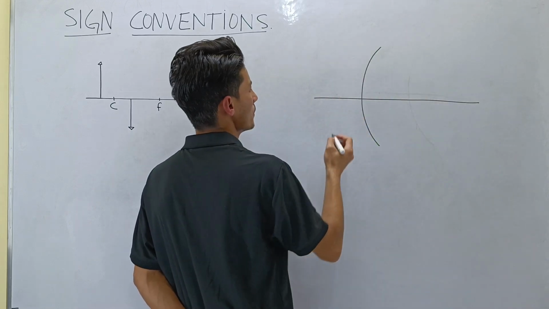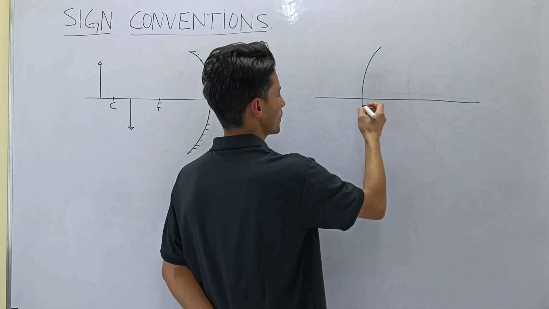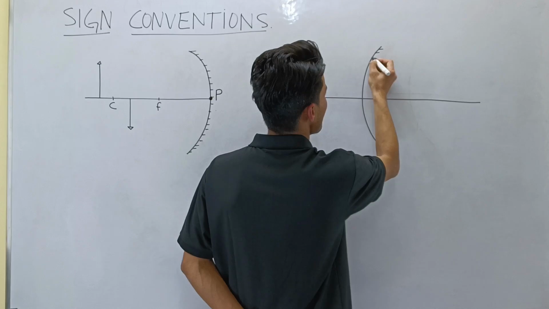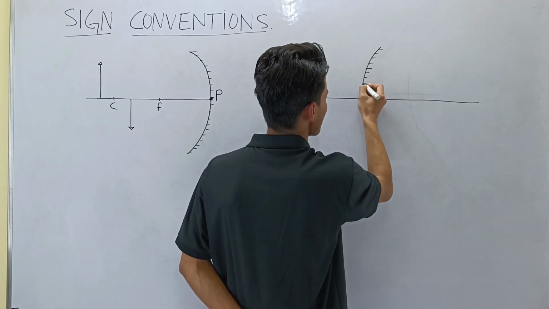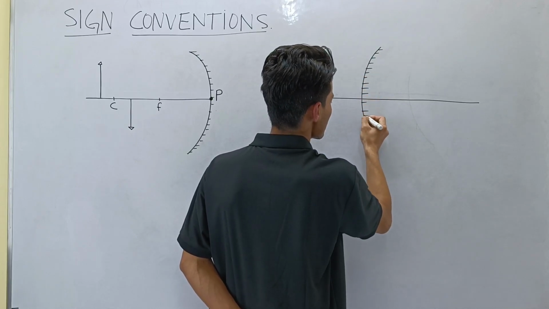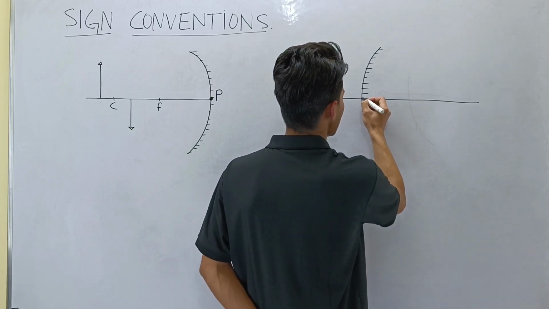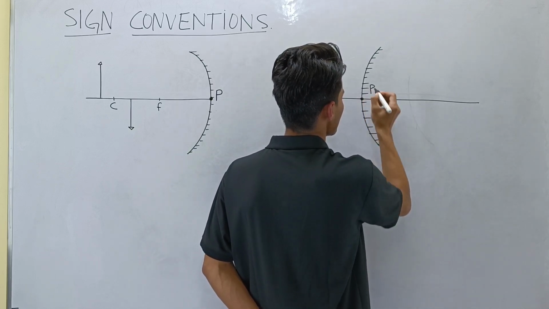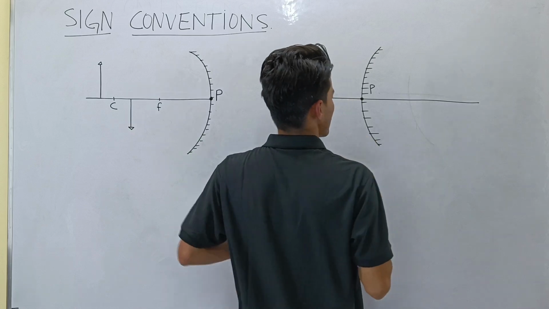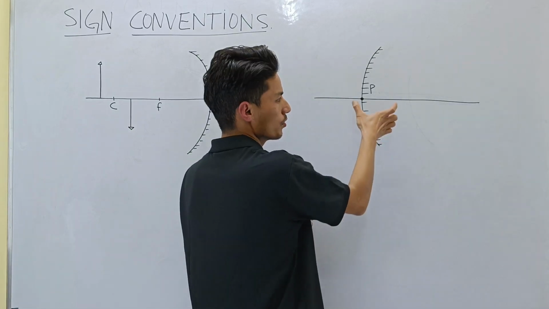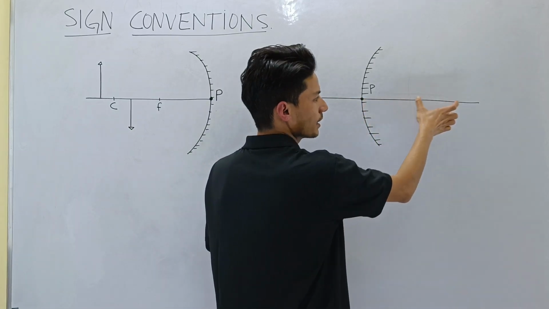Now this is the principal axis. And this is the back side of the mirror. This is a convex mirror, glass. This is the back side of the mirror. Then this is the pole. Now again, let's put the focus and the curvature here.